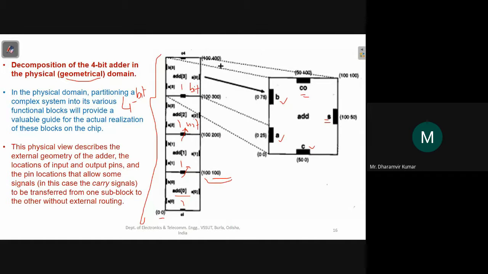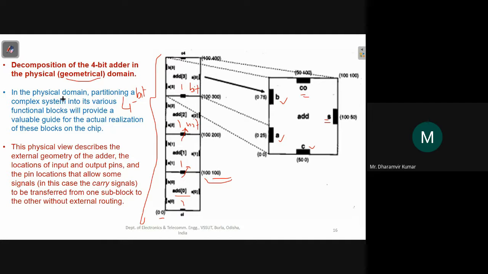This 100 comma 400 comes here by taking all these geometries into consideration. So basically, this one complete block, which is a 4-bit adder, can be decomposed into four blocks, each of which is a 1-bit adder, and they can be connected geometrically in this fashion to work as a 4-bit adder.